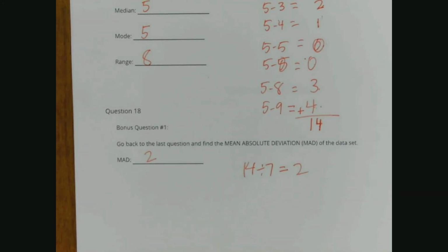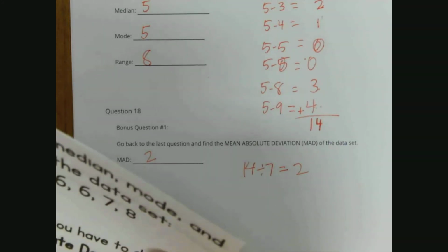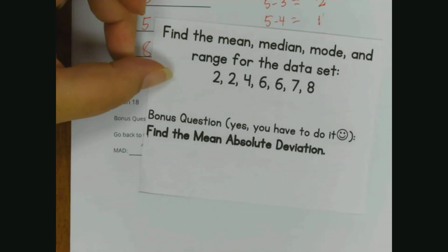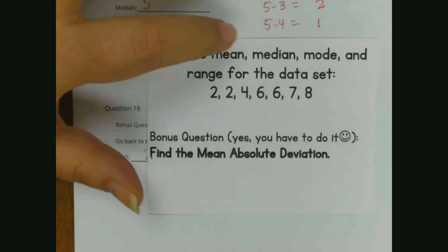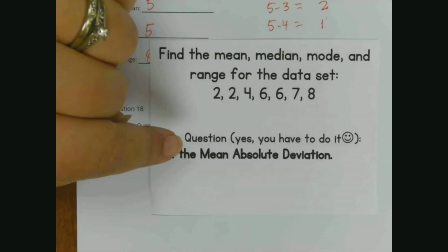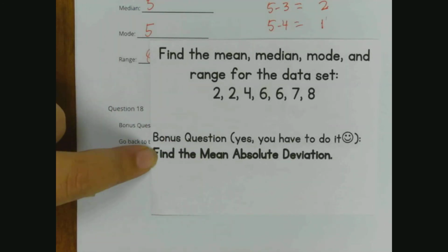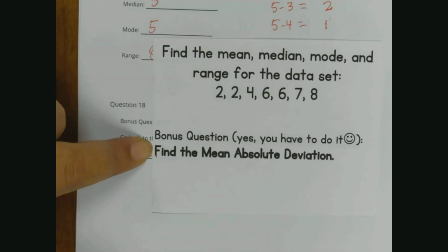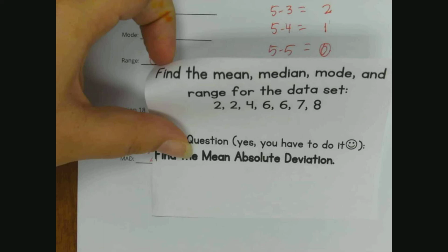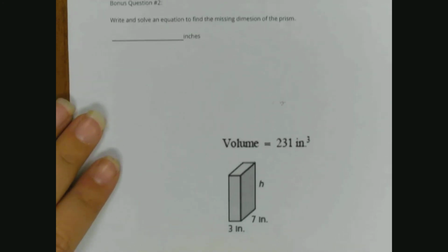Okay, so for the two that I want you to do for your makeup problem, here's the new data set. Find mean, and then I want you to find mean absolute deviation as well. So that's 15. Well, bonus question number 2.